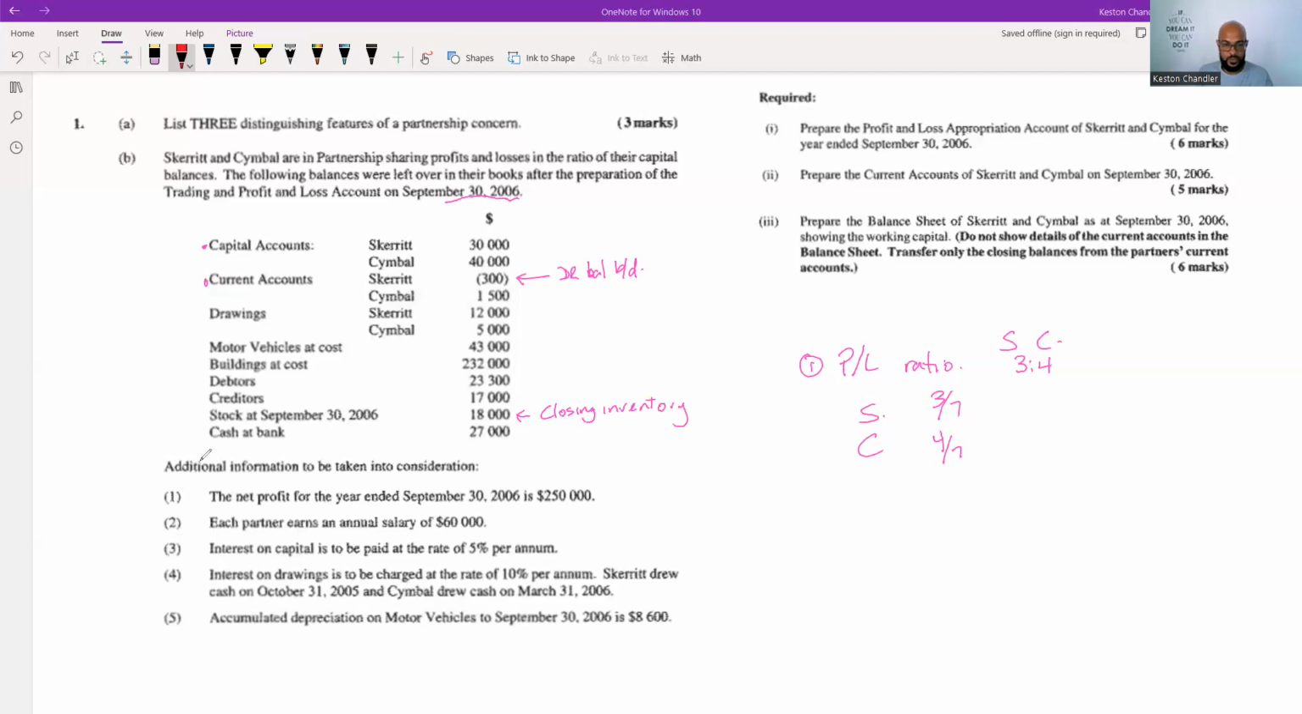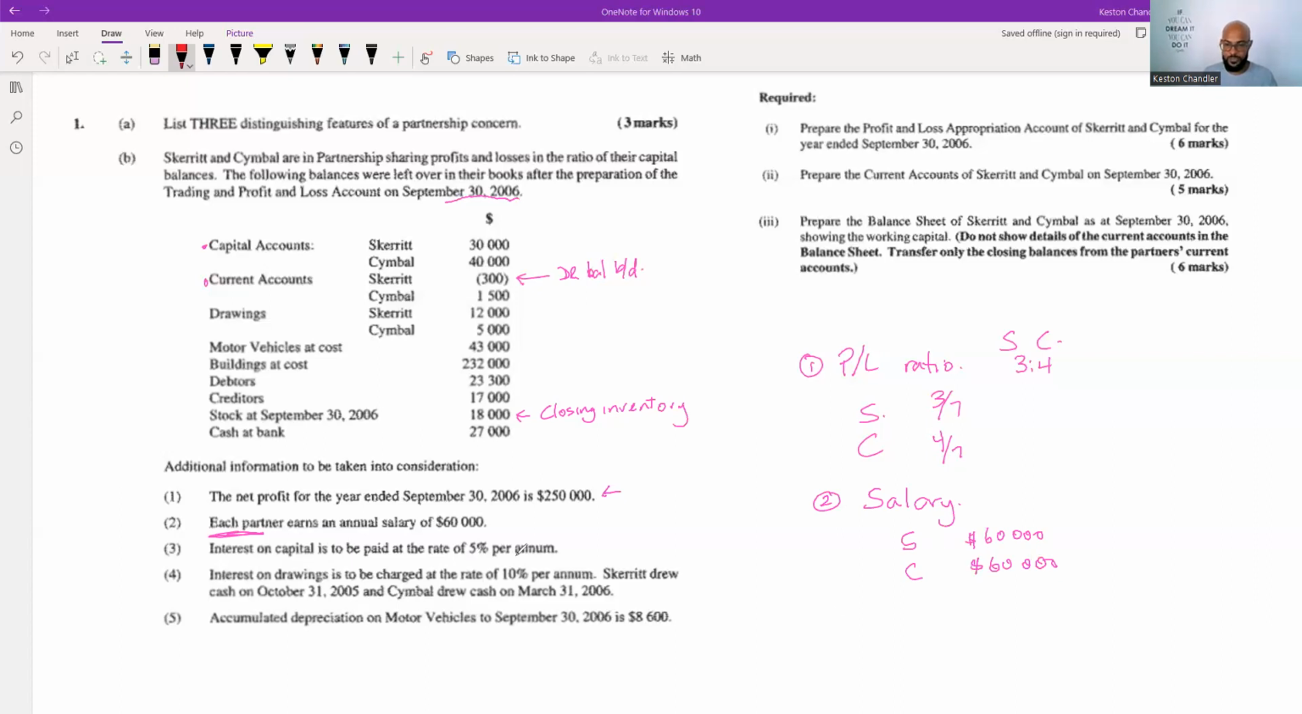Cash at bank. Additional information to be taken into consideration. So they gave us the net profit, so it means that we don't need to do the trading part of the account. We have a net profit we could start from. Each partner earns a salary of 20,000. So that's something else you want to make a note of here. Salary, right? Skeritt, Cymbal, both of them earning a salary. And we know where this is going to go in our appropriation account.